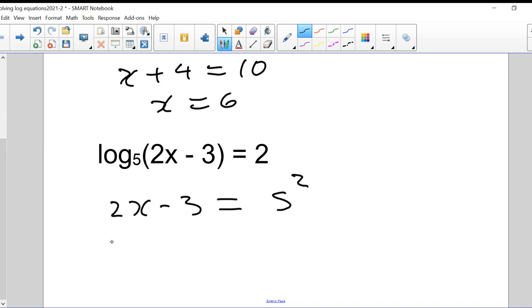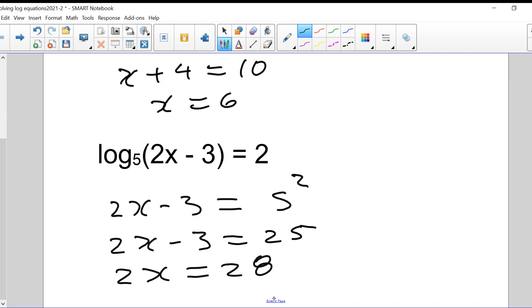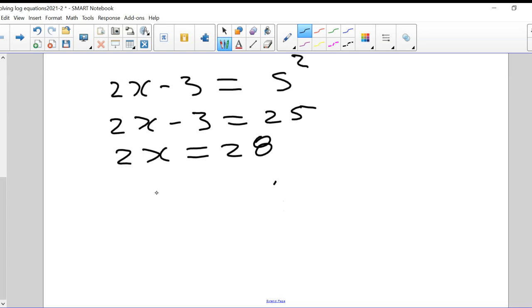All right, so we can finish this up. So 2x minus 3 is equal to 25. Right, that's what 5 squared is. And 2x is therefore equal to 28. And of course, that does mean that x equals 14.